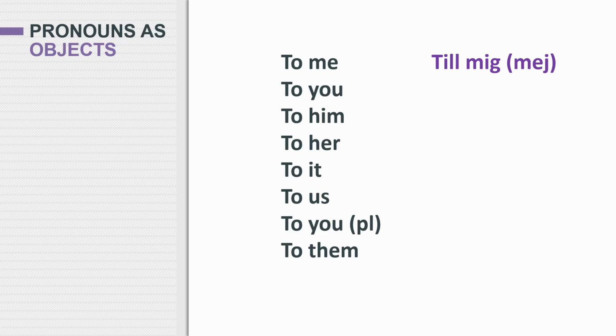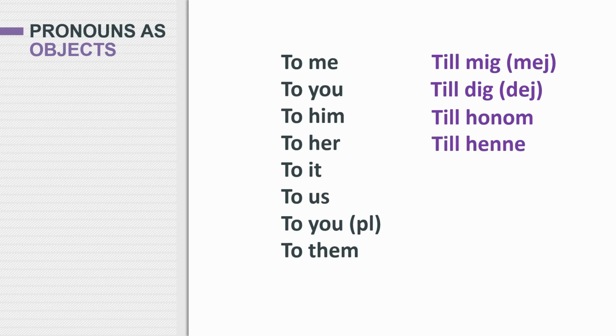What about to you? One person. Till dig. So till can also mean until, just like in English. You talk about till tomorrow, till imorgon. So in that sense, it's similar to English. But it's used when you want to say to as well, as in to you, till dig. So to him would be till honom, till honom. To her, we had that before, do you remember? Till henne.